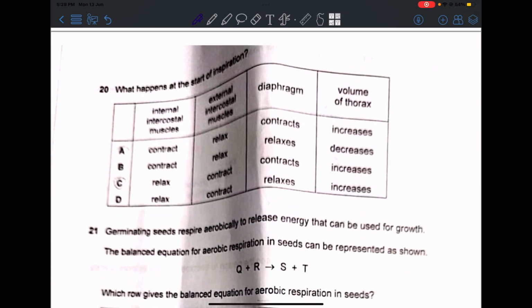20. What happens at the start of inspiration? Now we know in inspiration there is diaphragm contraction, the volume of the thorax is going to increase, the external intercostal muscles are going to contract, and finally the internal intercostal muscles are going to relax. So our answer is going to be C because this is just what I have said. External intercostal muscles are contracting, diaphragm is contracting, volume is increasing, and the internal intercostal is relaxing.